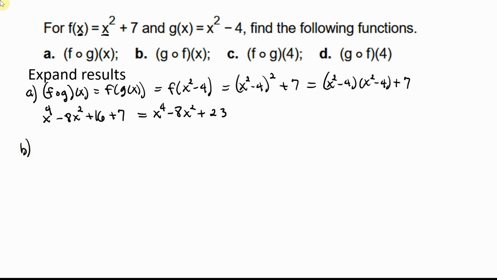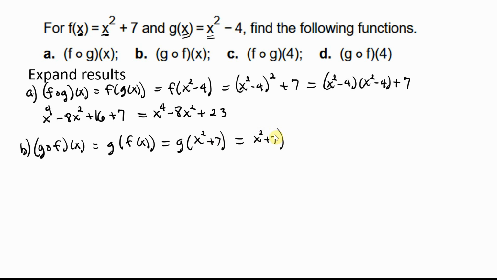Part B, g composed with f, evaluated at x. This is g of f of x. So now I'm going to replace f of x with what it is. f of x is x squared plus 7. So this is g of x squared plus 7. So g says whatever you give me, square it, and then minus 4. I'm giving you this x squared plus 7. Square it, minus 4. Now expand that out.